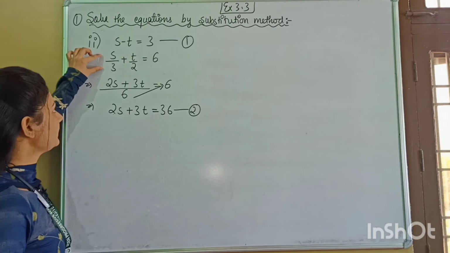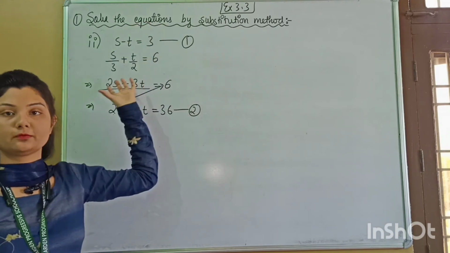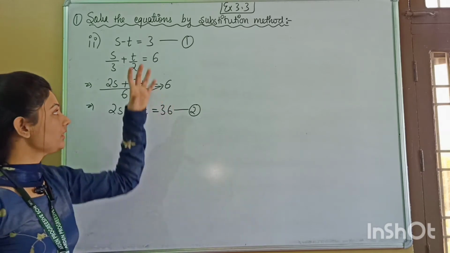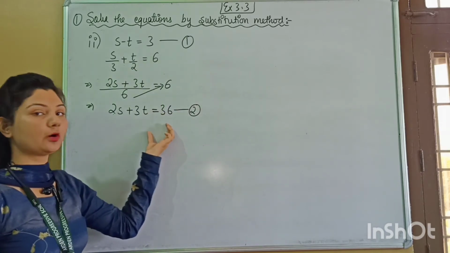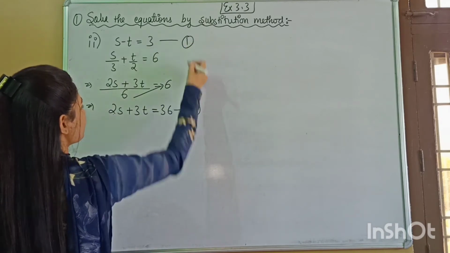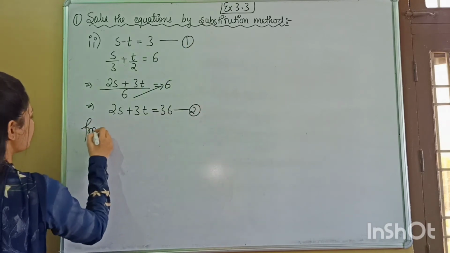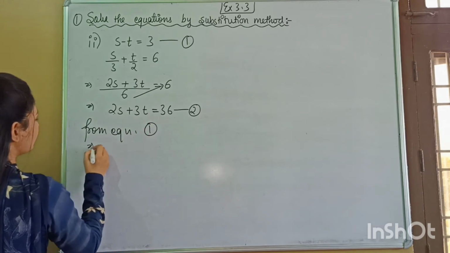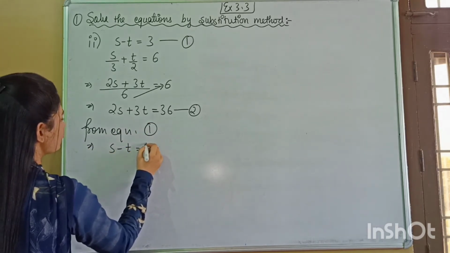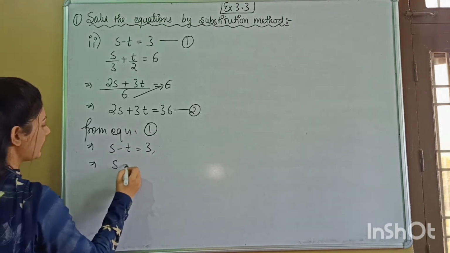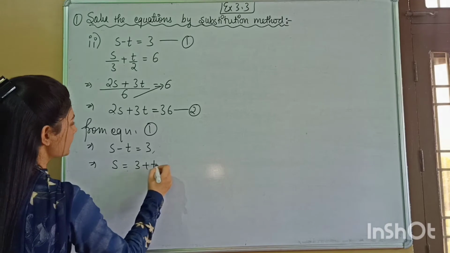Whenever equations are given like this in the form of fractions, first of all just take the LCM and convert that equation into the simple form of a linear equation. So now we got both the equations 1 and 2. Now from equation 1 we will take out the value of s. What is given? s minus t is equal to 3. Now we will take this t to the RHS. So it will become s is equal to 3 plus t.